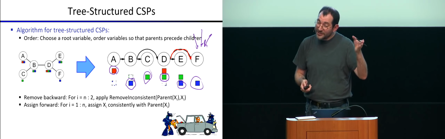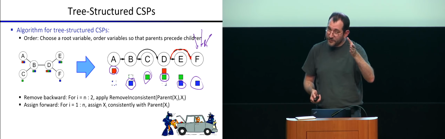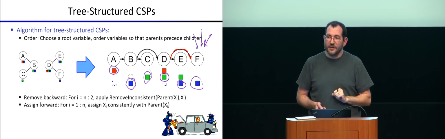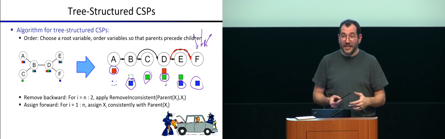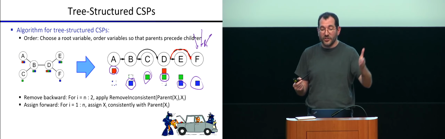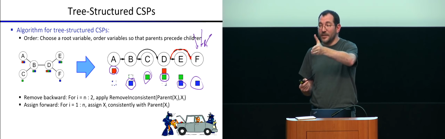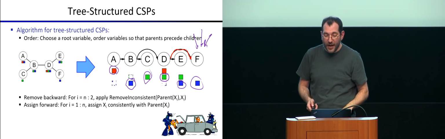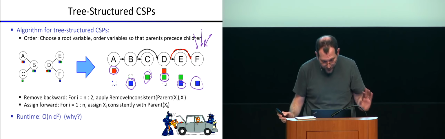So it sure looked like in this case, I could go from left to right doing assignments, and I wouldn't have to backtrack. It doesn't mean I can choose arbitrarily. There are still things here that won't work. It's just that as long as I consistently extend one step at a time, it seemed to work out. And that's going to be true in general.